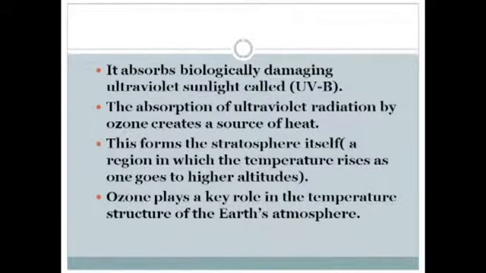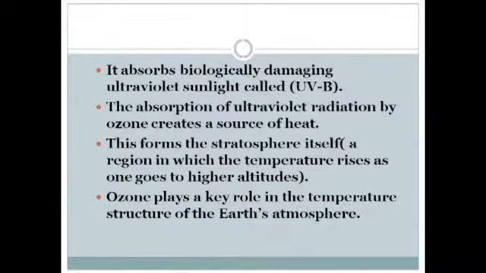It absorbs biologically damaging ultraviolet sun. That is what the ozone does for us. The absorption of ultraviolet radiation by ozone creates a source of heat. This forms the stratosphere itself. And it says that ozone plays a key role in the temperature structure of the Earth. So ozone helps to determine the Earth's temperature.